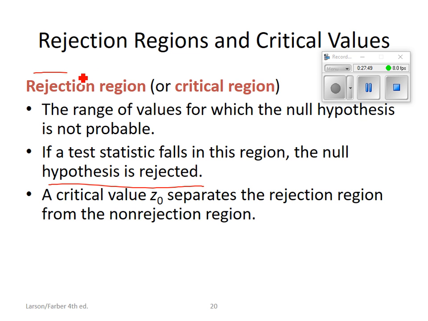So when we're looking at our normal curve here, this is our region. If it falls in there, we reject it. If it falls out here, we fail to reject it. And we're looking at that critical value z-naught. We're going to find those critical values. Some of these you can actually use your calculator on.